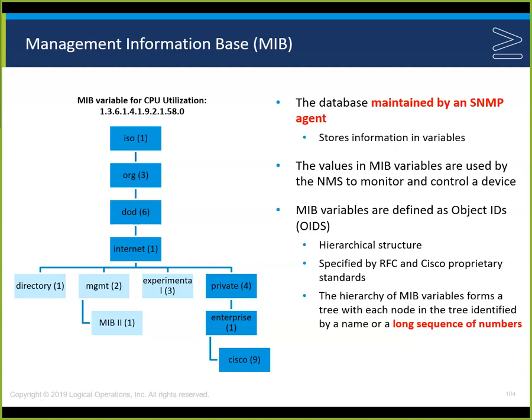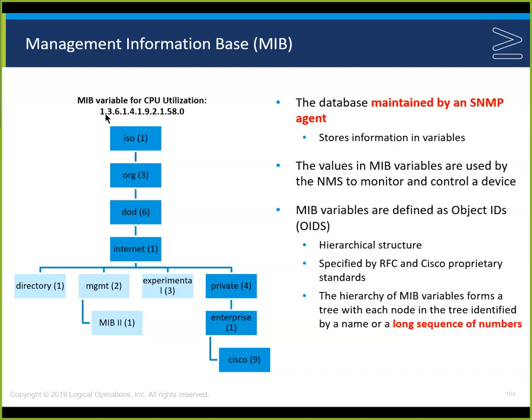And the one down here, for example, MIB variable, and this is in the notes on the PowerPoint. CPU utilization is 1.3.6.1.4.1.9.2.1.58.0. So that whole thing, and that's not the one that is in this structure here, to view the CPU utilization information without entering the variable. The MIB is stored on the device, and then it just sends that information to the network management system.